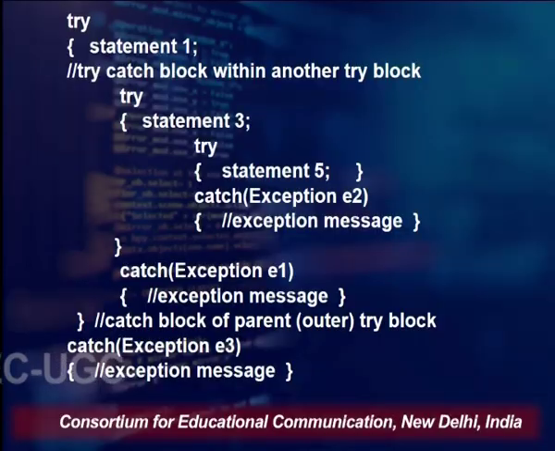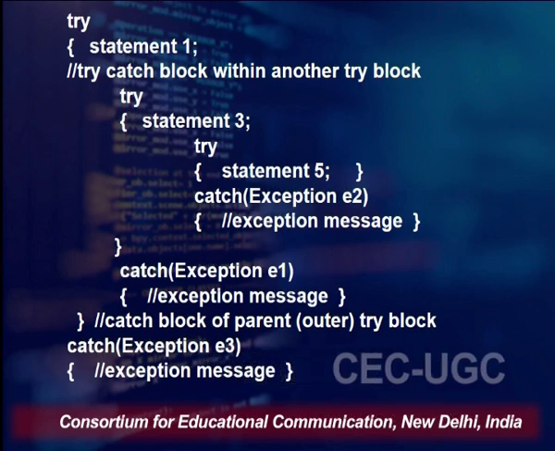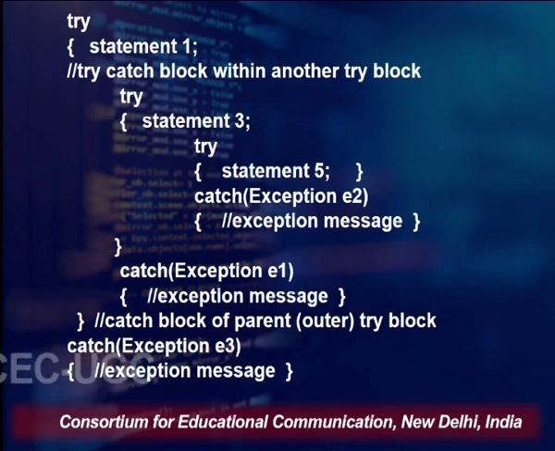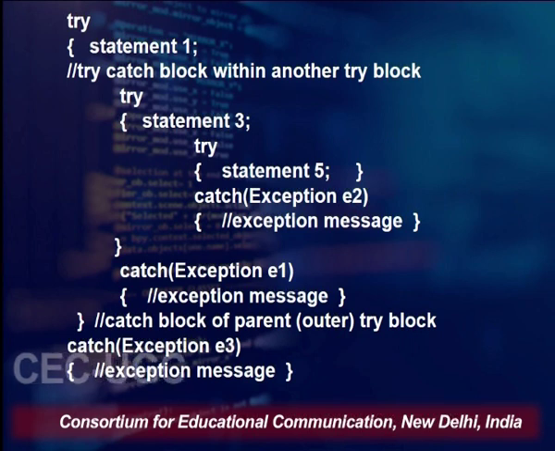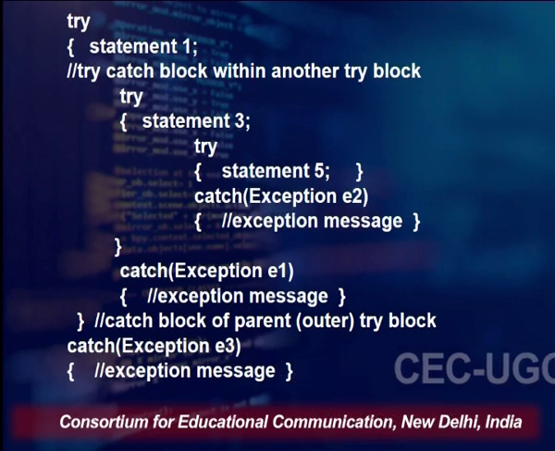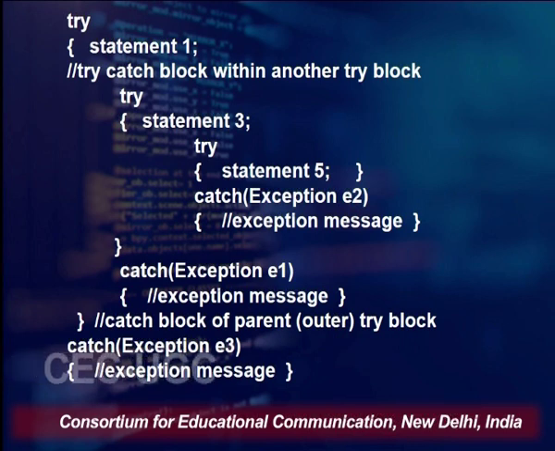Here is a general format given on the screen. It says try, statement 1. This is one statement given inside the outer try block. Then we have the next try, enclosed inside the outer try, and within that we have another statement, which I have named statement 3, and then one more nested level. So that means a total of 3 levels of try: the third try within the second try within the first try block.